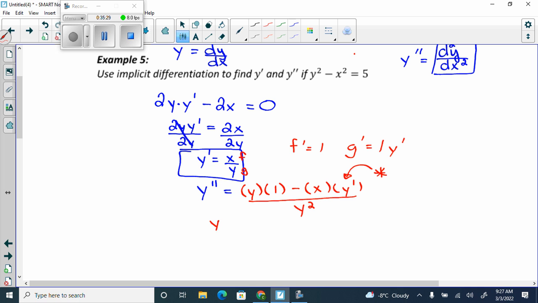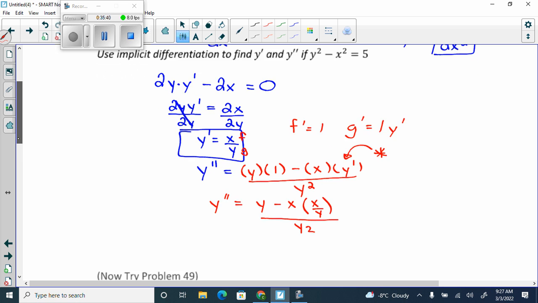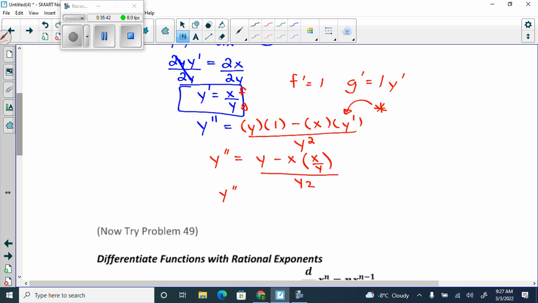So we're going to get y double prime equals y minus x times x over y, all over y squared. So we get y double prime equals y minus x squared over y, over y squared. And they won't stop here. They'll put the top in as a full fraction. So what do I have to do? Multiply by y, because I have to get a common denominator of y in the top, right? So the left one, I'm going to have to multiply by y.